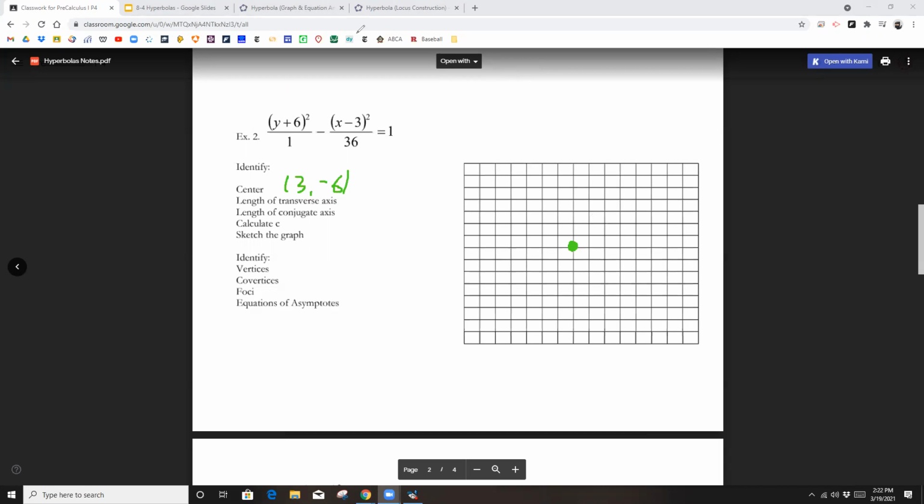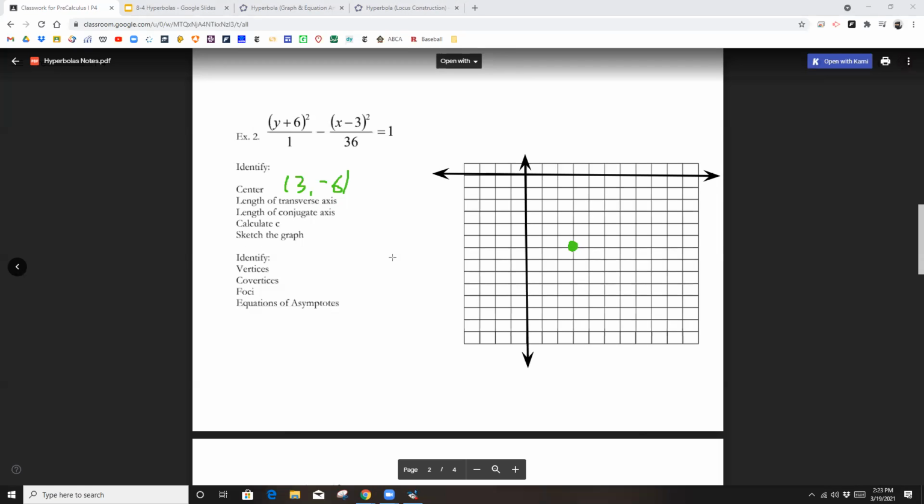All right, so now we could draw our x and y axis. So since that's at 3, I'm going to put the y-axis 3 units to the left of it. And then since that's at negative 6, I'm going to put the x-axis 6 units above it. So 3, 6, boom, will look like that.